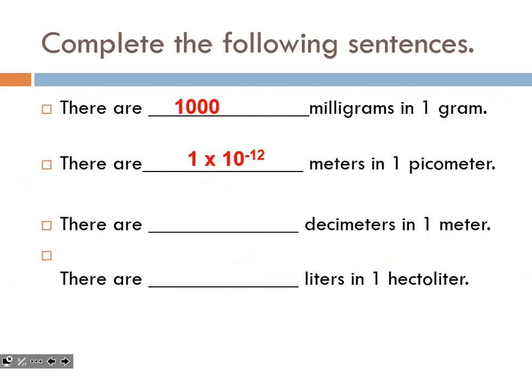There are blank decimeters in 1 meter. And there are this many liters in 1 hectoliter. Go ahead and change that because that's supposed to say hectoliter. 100, very good. Okay.